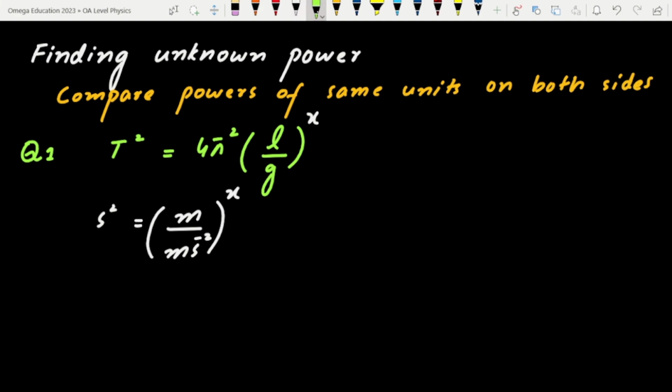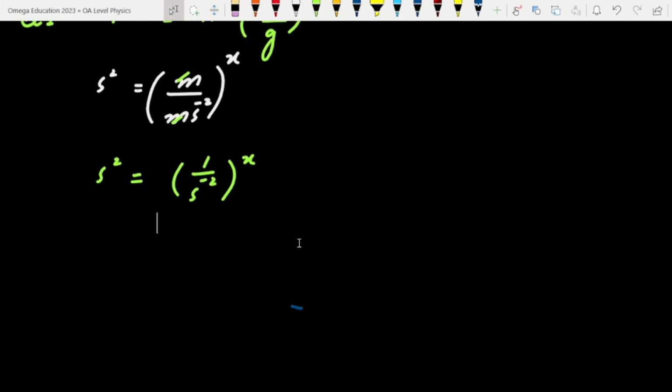Let us now simplify it and you'll be left with s squared equals 1 over s minus 2 to the power x, and then you can further simplify it. 1 over s minus 2 can be written as s squared, raised to the power x, and from here you can write it as s squared equals s raised to the power 2x. Now what is the base? The base in this equation is s.